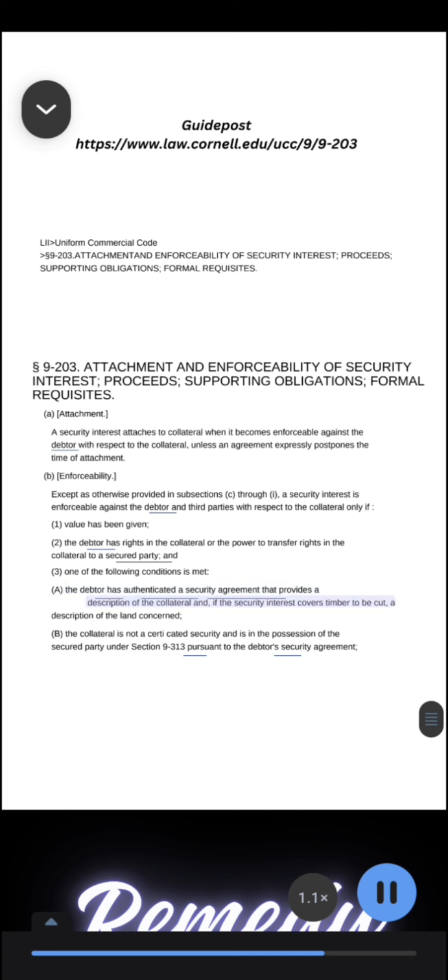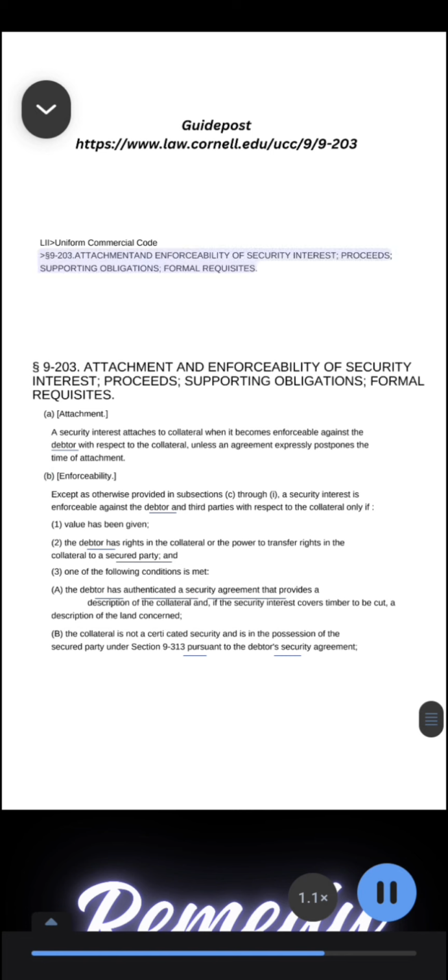A. The debtor has authenticated a security agreement that provides a description of the collateral and, if the security interest covers timber to be cut, a description of the land concerned. B. The collateral is not a certificated security and is in the possession of the secured party under Section 9-313 pursuant to the debtor's security agreement.